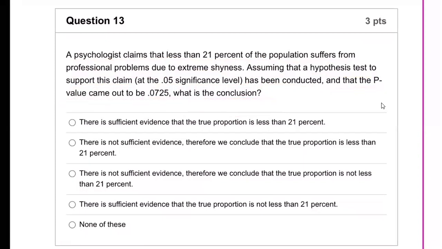So notice what I'm testing on this question is your understanding of p-value and conclusions. You don't even have to push a button, right? They already did the test. They're giving us the p-value. We don't have to push any buttons. We don't have to run any numbers on this question. It's just about understanding the words.